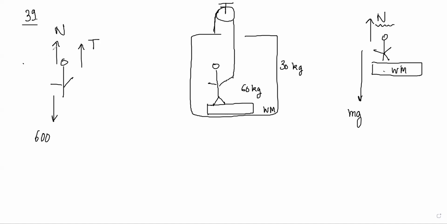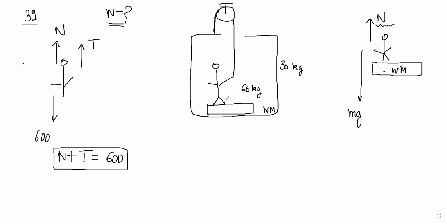Okay, so since everything is at rest, you can say that N plus T is 600, right? Initially he was hanging in such a way that everything was in equilibrium, right? So N plus T is 600 is coming. Our job is to find N. That shows the reading.